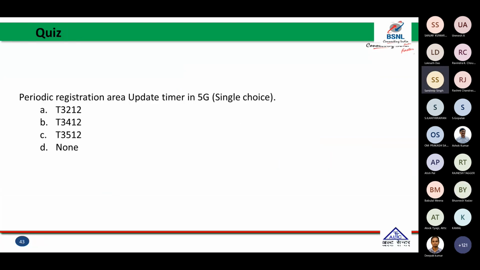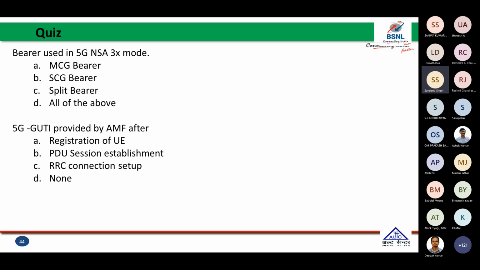Quiz: the periodic registration area update timer in 5G is which one? A, B, C, D. T3512 is the correct answer. And the bearer used in 5G NSA 3X mode: MCG bearer, SCG bearer, split bearer. All of the above is the correct answer.